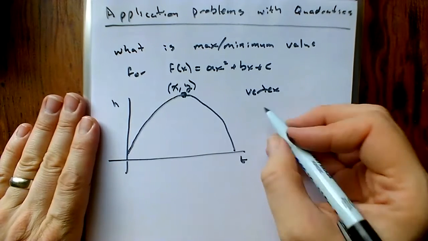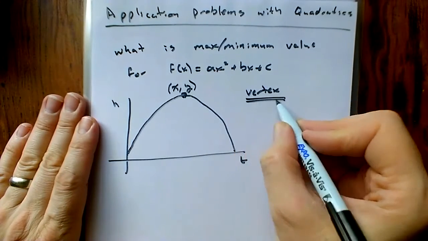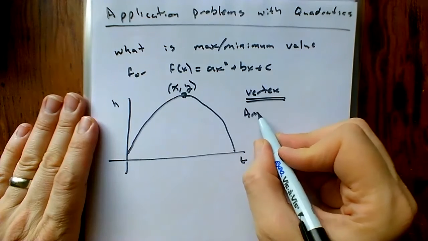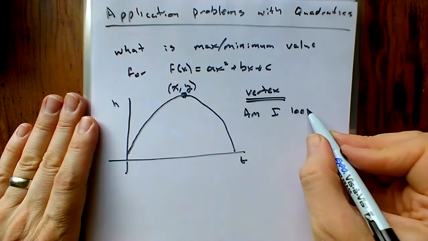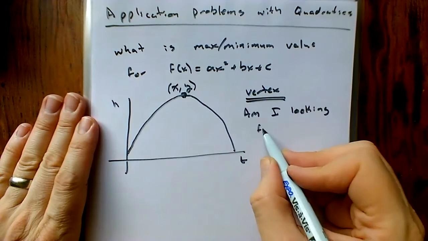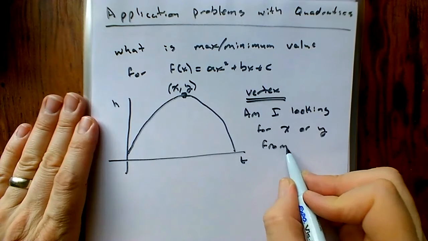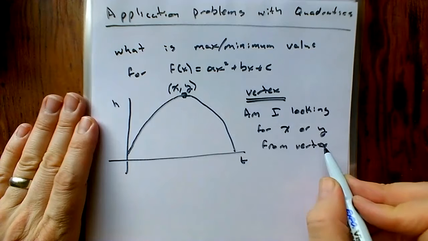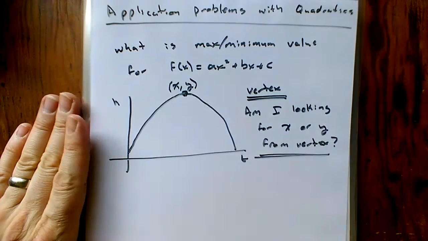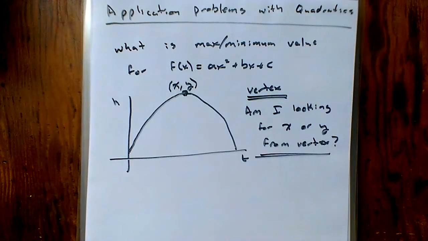So one of the important things to do is you have to ask yourself, am I looking for the x or the y from the vertex? This is a very important question whenever you are answering one of these questions. And I've got a couple examples, and I've actually asked both, so you could then figure out which is the more appropriate way to go.